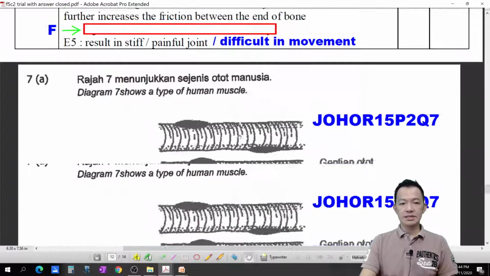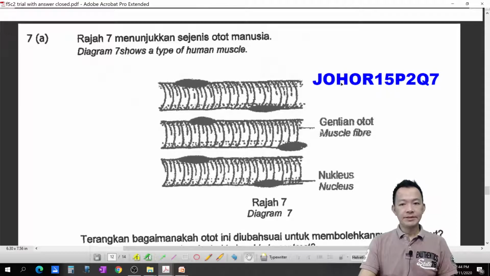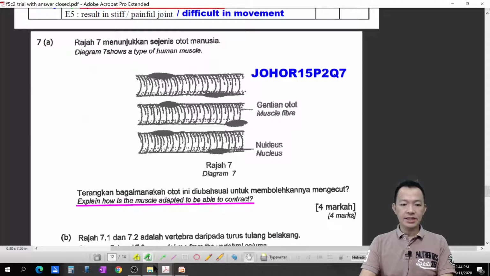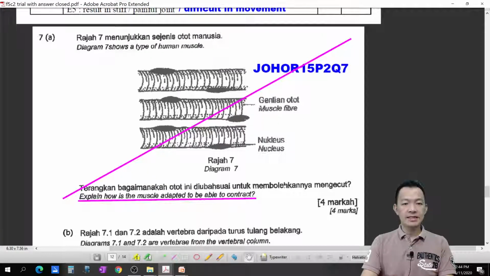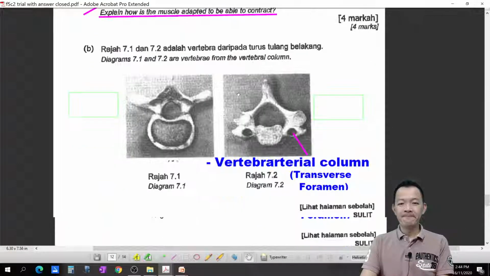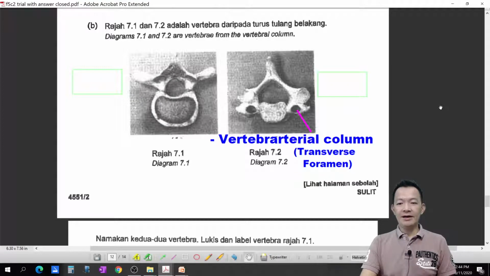Now another question. Johor 2015 B2Q7, 7B. Before I continue, part A is actually cancelled, as it is no longer in the syllabus: the muscle structure. There is no more of that. This one, diagram 7.1.2: they are vertebrae from the vertebral column.